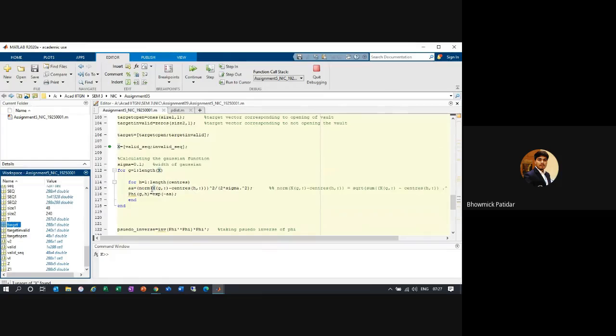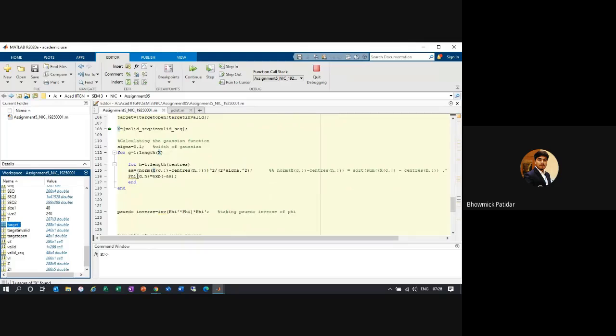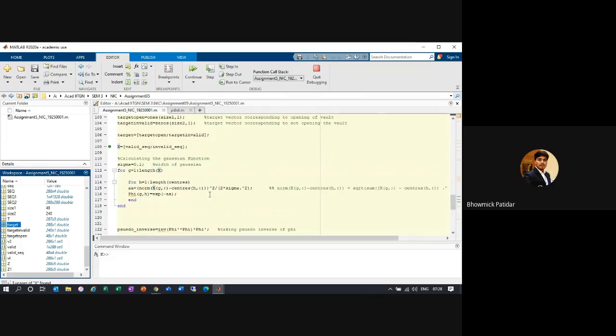The phi matrix basically is the Gaussian function matrix, and for every input we will have four different Gaussians: phi 1, phi 2, phi 3, phi 4. So this iterative loop will give me a phi matrix of size 288 cross 4. This phi matrix is basically exponential to the power minus the distance of x, which contains the valid sequence and the invalid sequence, minus the centers of the clusters that we have found, to the power 2, divided by 2 sigma square. So sigma is the width of the Gaussian.